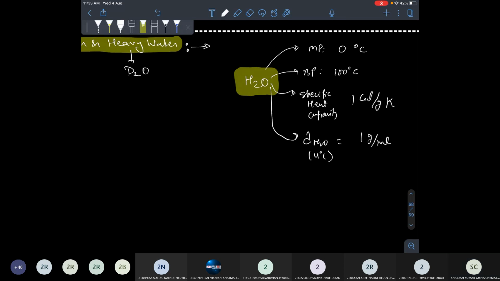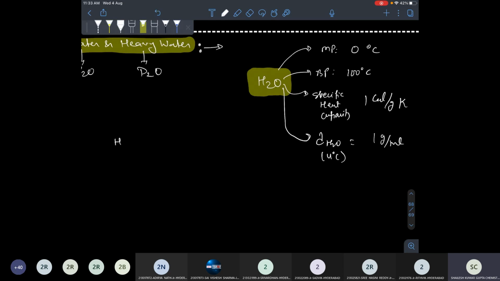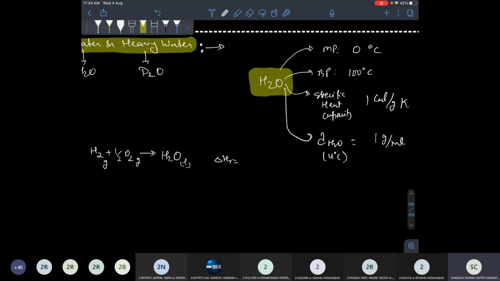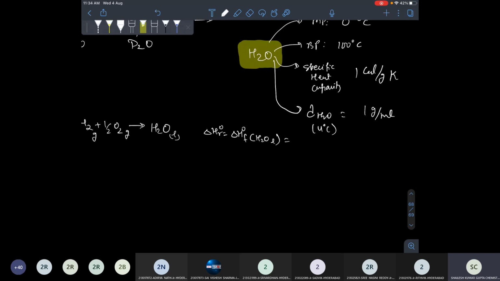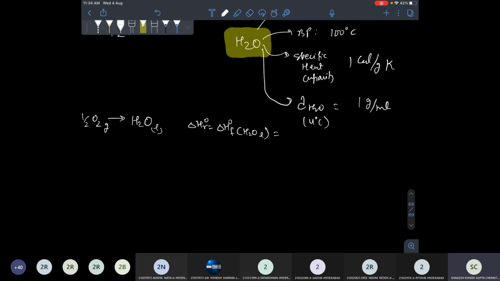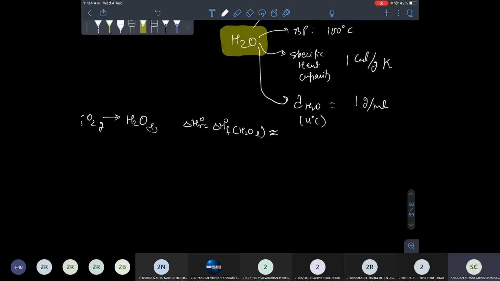Now we should know a few more things. When H2 combines with O2, these are gases, and forms just 1 mole of liquid water at room temperature, the enthalpy change associated with it is known as enthalpy of formation of water. Remember, I discussed the enthalpy of formation of NaCl once. You remember that? And this value is, anyone who knows this? Approximately minus 286 kilojoule per mole. So this is enthalpy of formation.